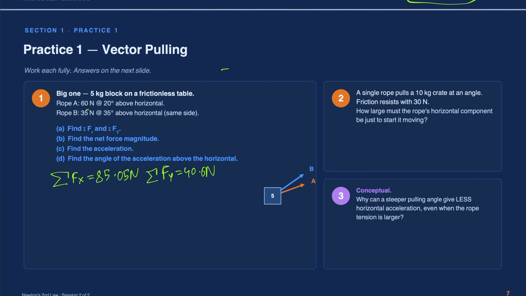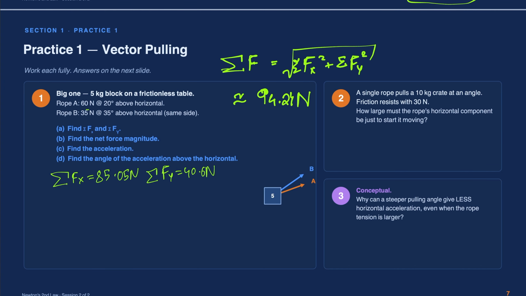And then find the net force magnitude. So total net force is going to be equal to the square root of net force X squared plus net force Y squared. So I square this one, I square the other one, okay? I add them, and then I take the square root of that. And I get around 94.24 newtons. So that's my total net force. Okay, that's the magnitude of my total net force.